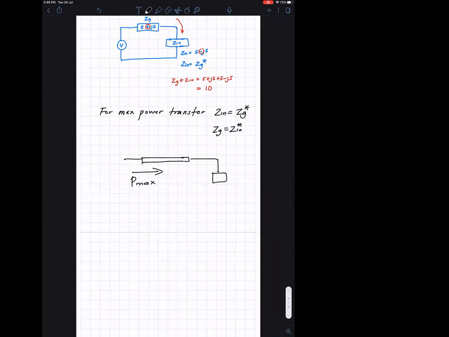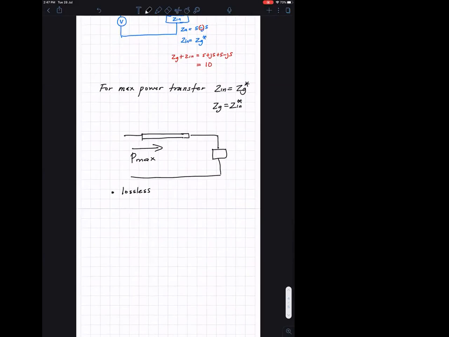But it doesn't mean that all this power will reach the load. All the power may not reach the load, depending on the condition. You must consider whether it's lossless or lossy. If it's lossless, of course, there's nothing lost in the transmission line. Everything will go to the load. Another thing, you may be having a reflection here.